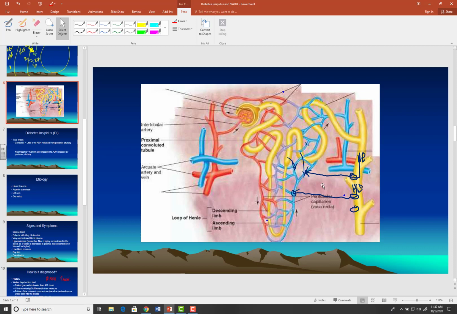So that is diabetes insipidus and syndrome of inappropriate ADH, and I hope it helped.